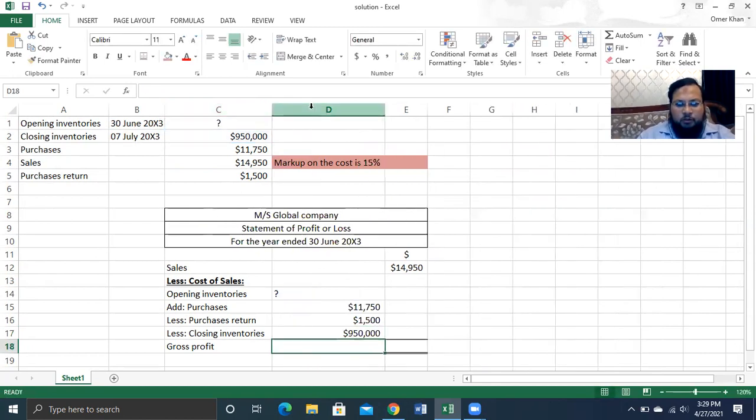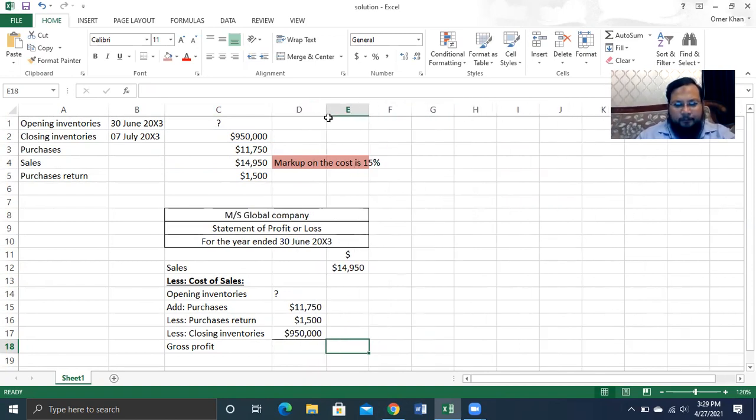Okay, so you can clearly observe that we cannot calculate opening inventory unless we are provided with the cost of sales. And on the other hand, we cannot calculate the cost of sales because the opening inventory is not given. So at least we should be provided with the gross profit. And now this information related to markup is extremely important, because we are using this information to calculate the gross profit in this question.